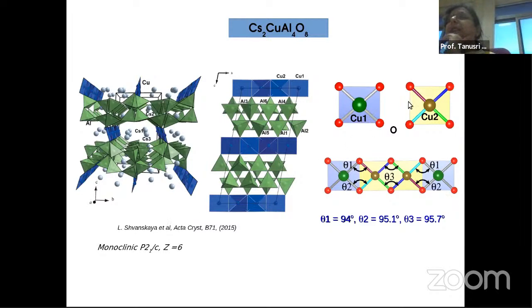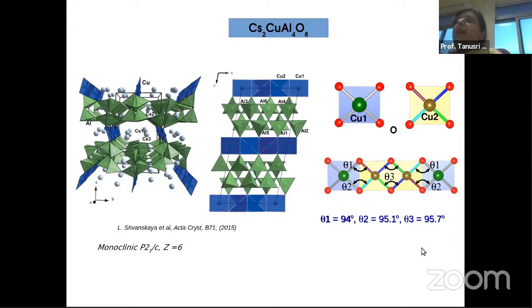So if you really look at it, the structure is the following. As I said, you have copper 1 and copper 2, and the squares basically share edges. So you have copper 1 and copper 2 connected through 2 oxygens to each other. And then you have basically copper 1, copper 2, copper 2, copper 1. So this is it, and the angles are shown here.